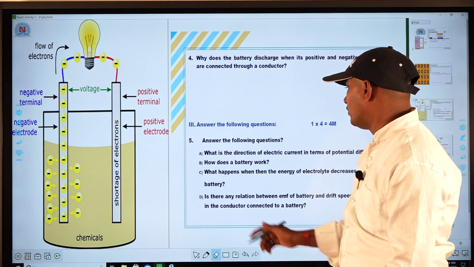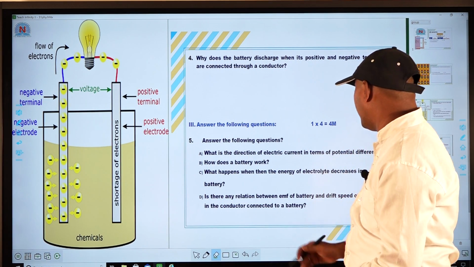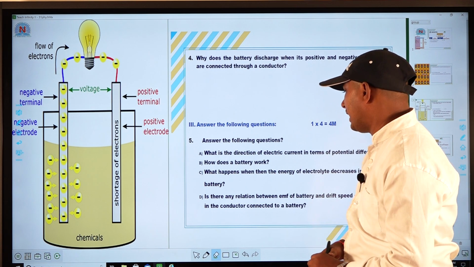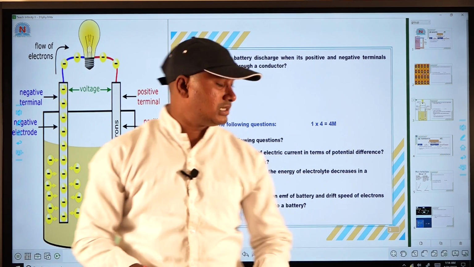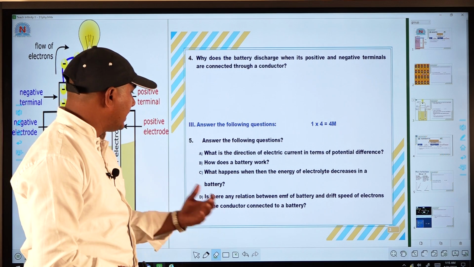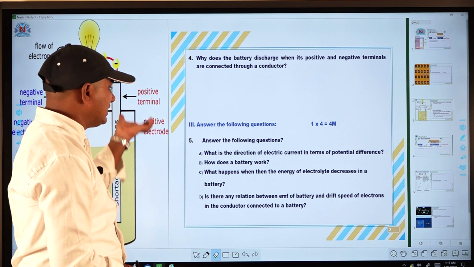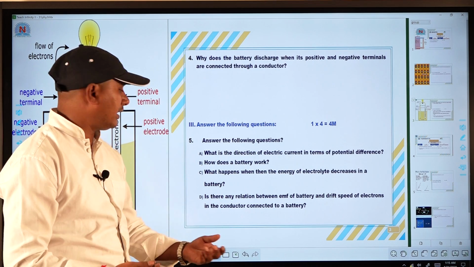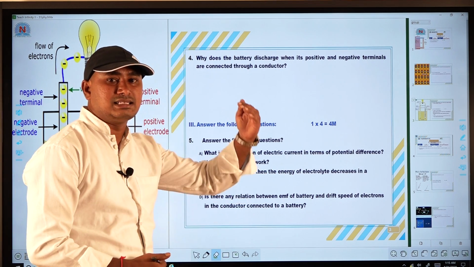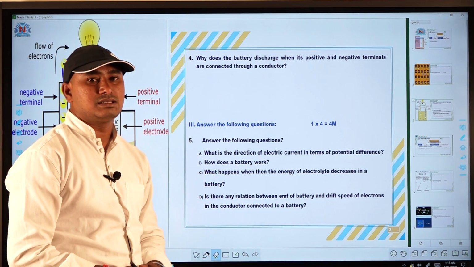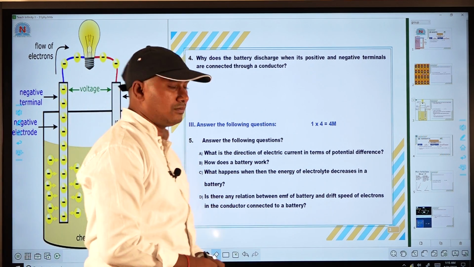Next, see here, the fourth one. Is there any relation between the EMF of a battery and the drift speed of electrons in the conductor connected to the battery? The relation is that both are directly proportional. If the EMF of the battery increases, the drift speed of electrons also gradually increases. In the same way, if the EMF of the battery gradually decreases, the electron speed also gradually decreases. That is the answer for question number 4.